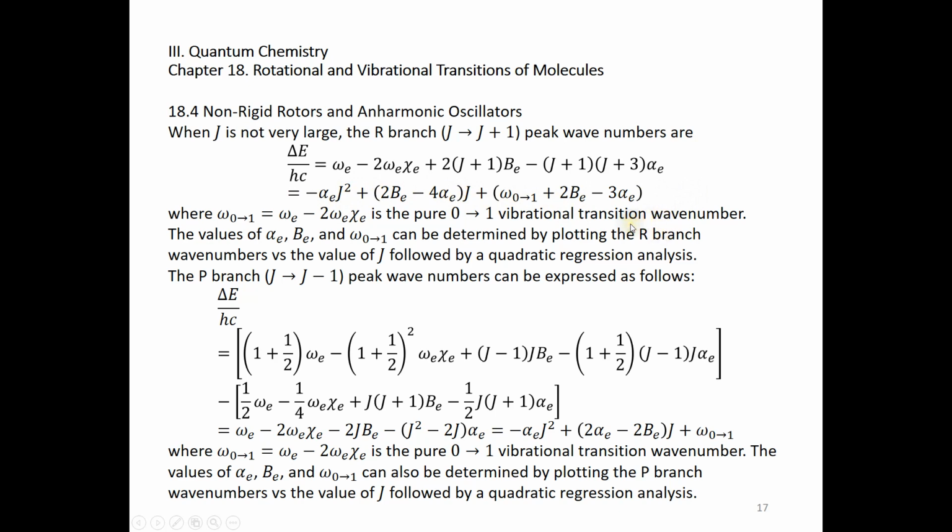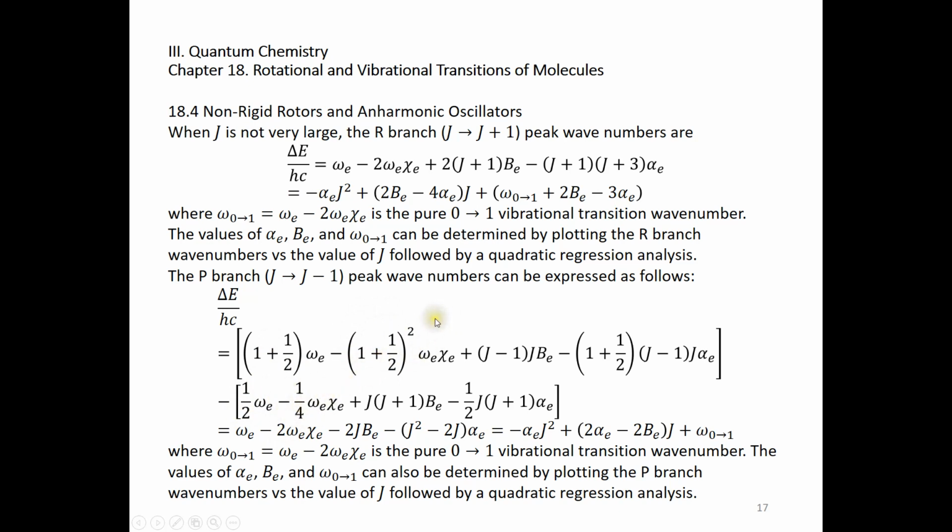Now let's look at the P branch. In the P branch, the rotational quantum number decreases by 1, so it's going from J to J minus 1. And we're going to do the derivation over here as well. So over here we're going to look at the final state minus the initial state. In the final state, the vibrational quantum number is 1. In the initial state, the vibrational quantum number is 0. So there's a difference here and here. Over here, this is 1.5 squared. This one is just 0.5 squared.